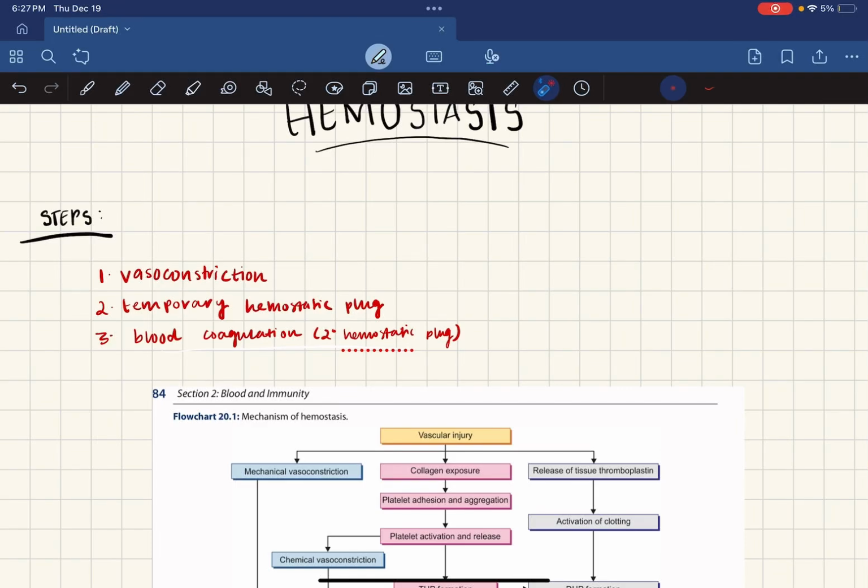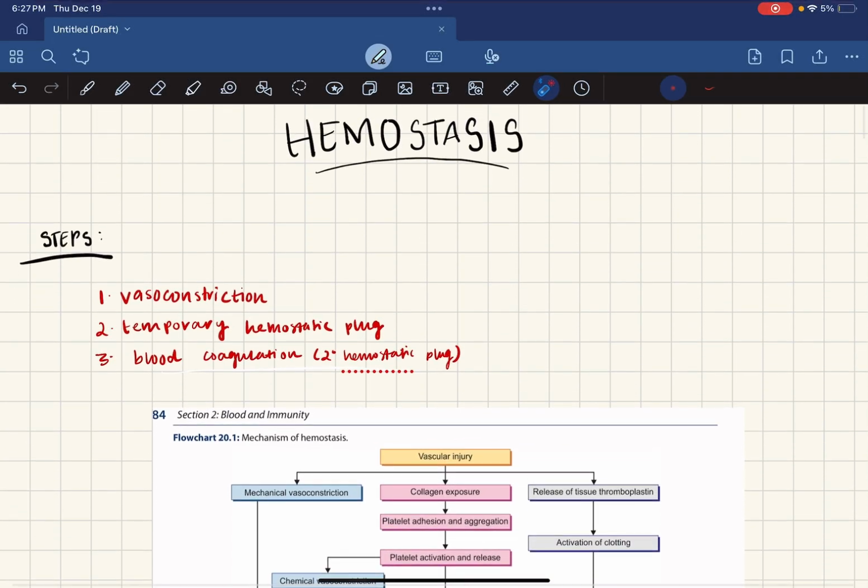Hello everyone. Today's class will be on the topic hemostasis. The class will mainly be about the steps of hemostasis and how the temporary hemostatic plug is formed along with the secondary hemostatic plug. So this topic is a very important essay and it can also come as a short essay or even a short note, mainly some parts of it.